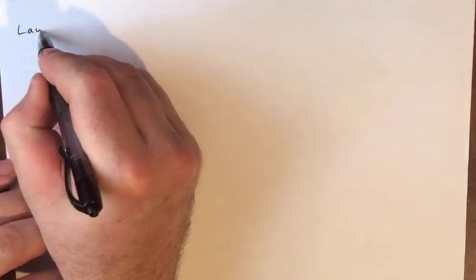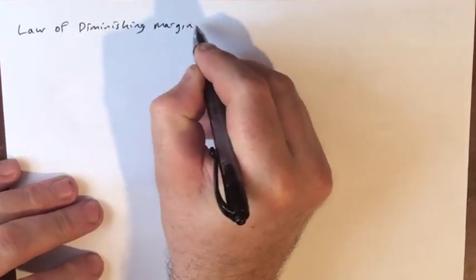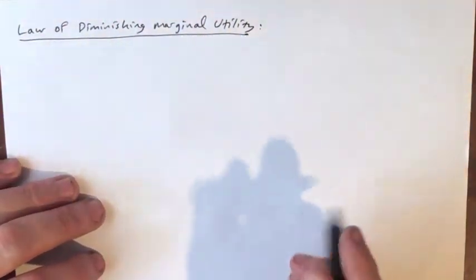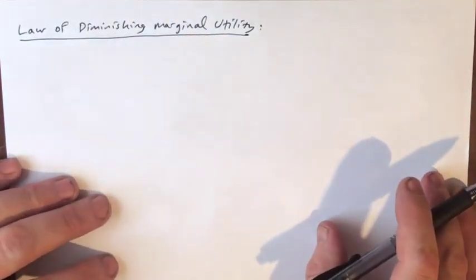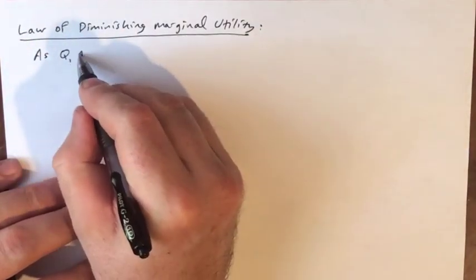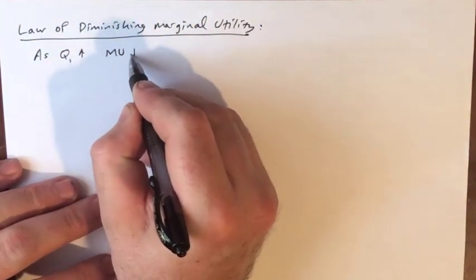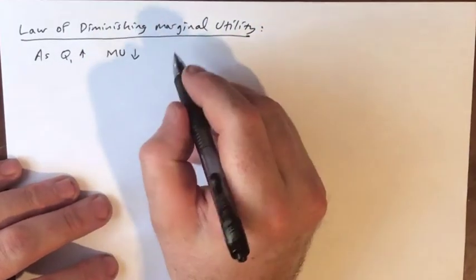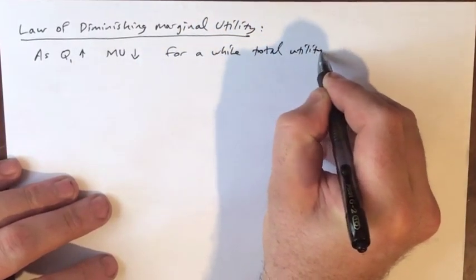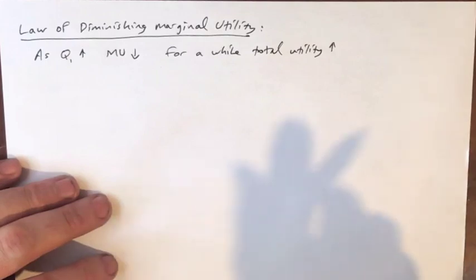Okay, so we get from this the idea called the law of diminishing marginal utility. We're just generalizing a little bit from the example that we did with the cups of water in the desert. What we saw was as the quantity of good one increased, the marginal utility decreased, right? For a while the total utility increased, then it leveled off, and then it actually started to decrease, right?